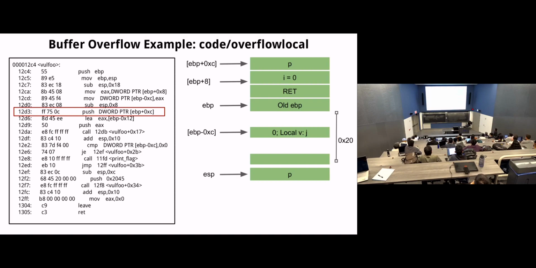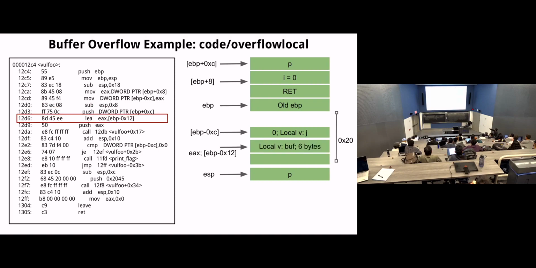After that, we do load effective address, EAX, EBP minus 12. I said this before. This is basically moving EBP minus 12 in hex to EAX. Remember, EBP is here. EBP minus 12 will be somewhere here, and that address will be moved to EAX. Now EAX has the address of the first argument, which is the buffer.